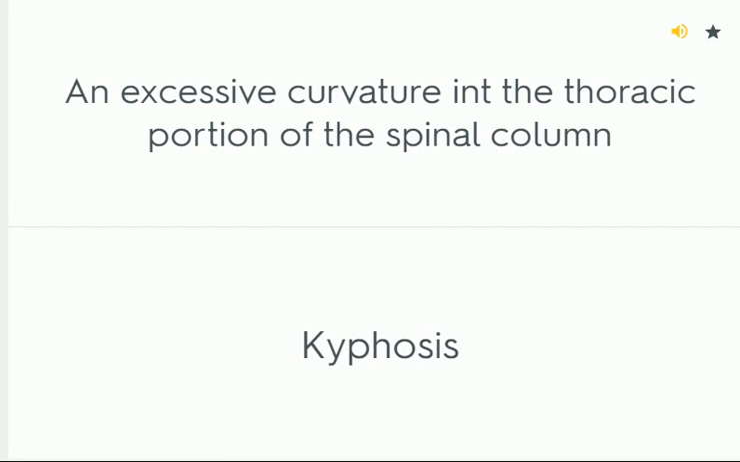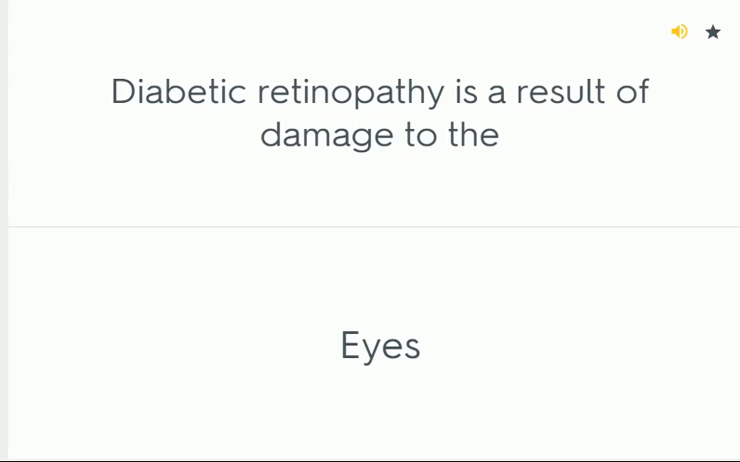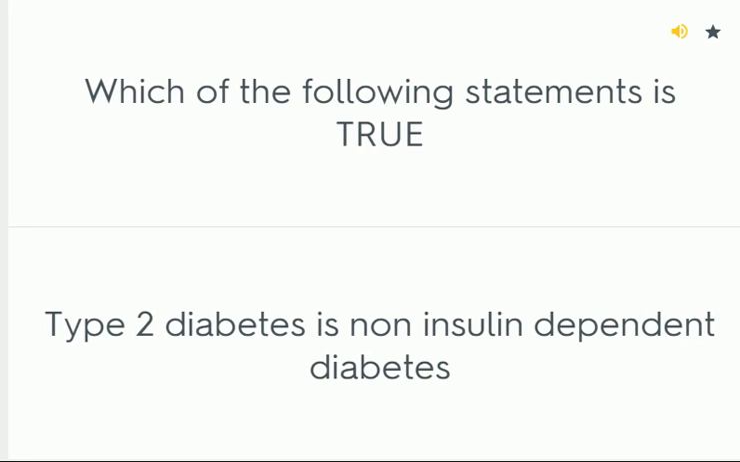An excessive curvature in the thoracic portion of the spinal column. Kyphosis. Diabetic retinopathy is a result of damage to the eyes. Which of the following statements is true? Type 2 diabetes is non-insulin-dependent diabetes.